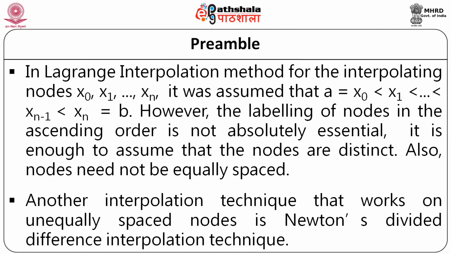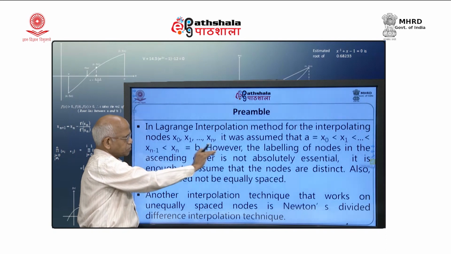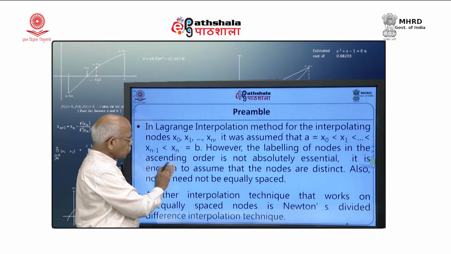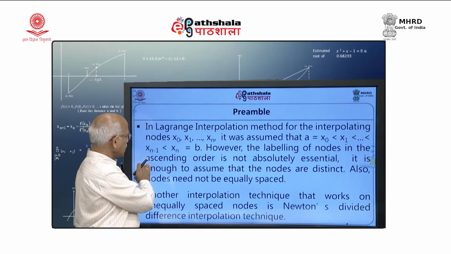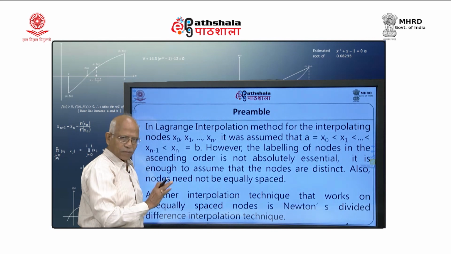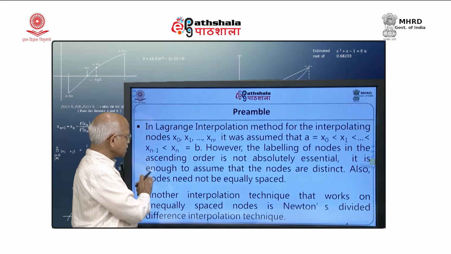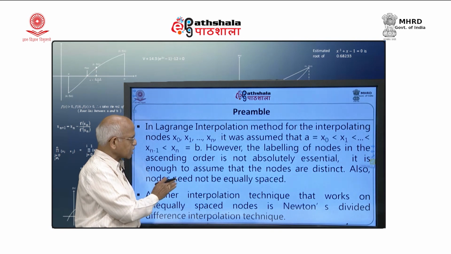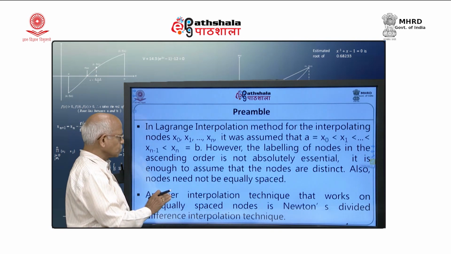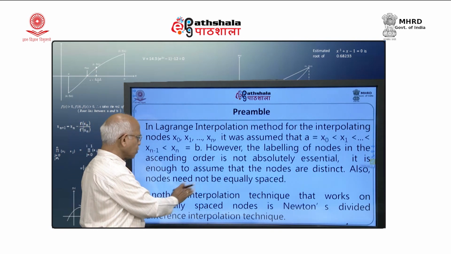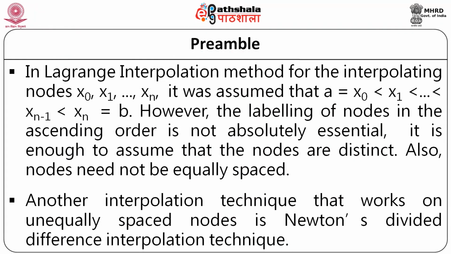So, that means we are assuming that the nodes are in increasing order. However, labeling the nodes in ascending order is not absolutely essential, and it is enough to assume that the nodes are distinct from each other. Also, nodes need not be equally spaced. The distances between x 0 and x 1, and x 1 and x 2, need not all be the same, and they need not be in increasing order. The only requirement is that they should be distinct.